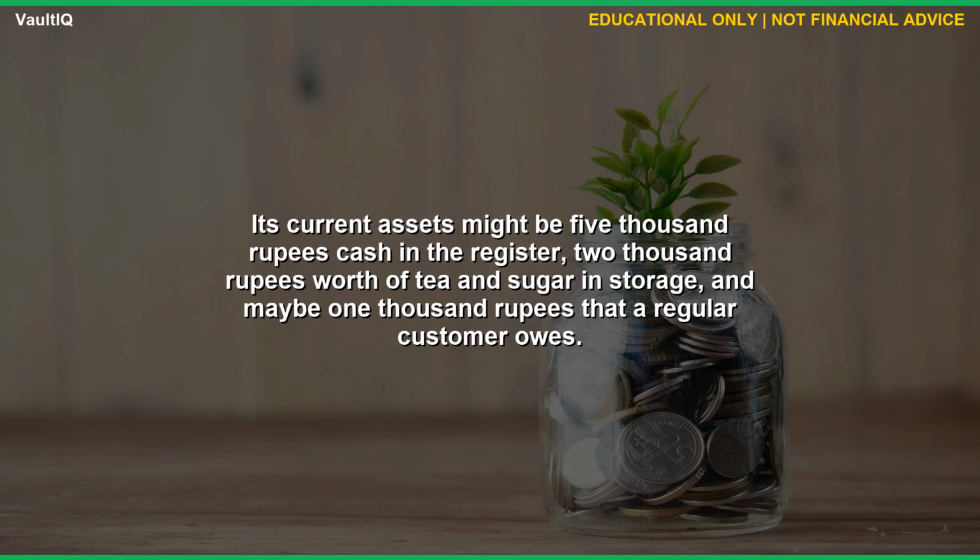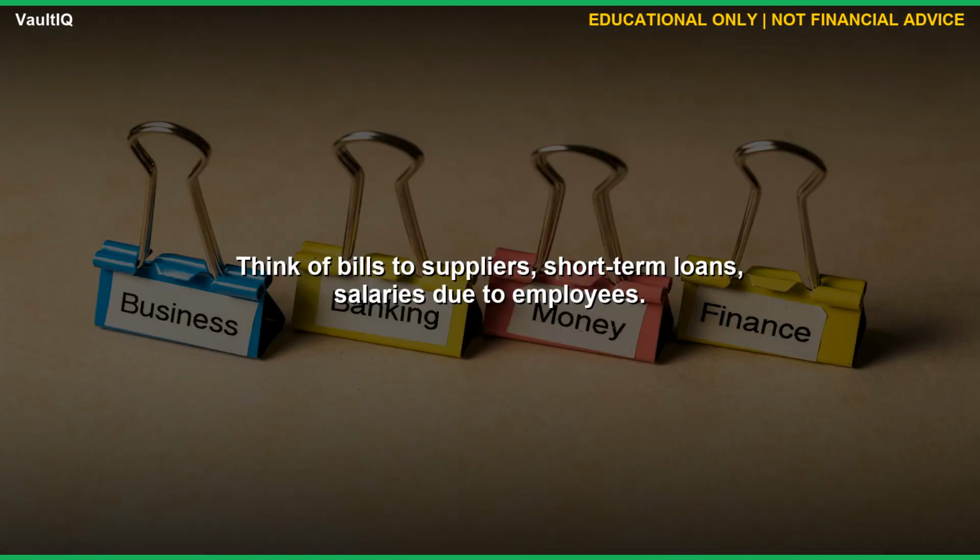These 3 things have fancy names. What the company owns is called assets. What the company owes is called liabilities. And what is left over for the owners is called shareholders' equity or sometimes just equity.